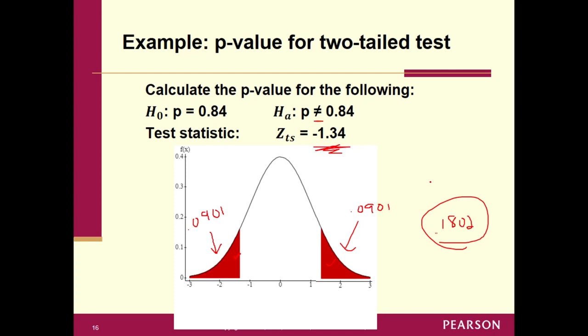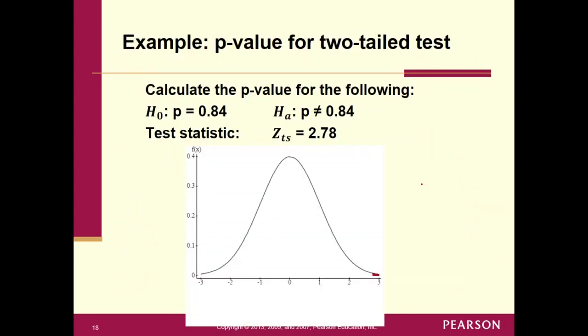Let's try one more. This time our test statistic is positive, 2.78. So I depicted it here on our standard normal table picture. And here's 2.78. Hopefully you're drawing this with me. But is that the only area we need to be concerned about? No. We also have to be concerned about that area, less than negative 2.78. So notice I have this area over here and that area over there. Those two areas are exactly the same.